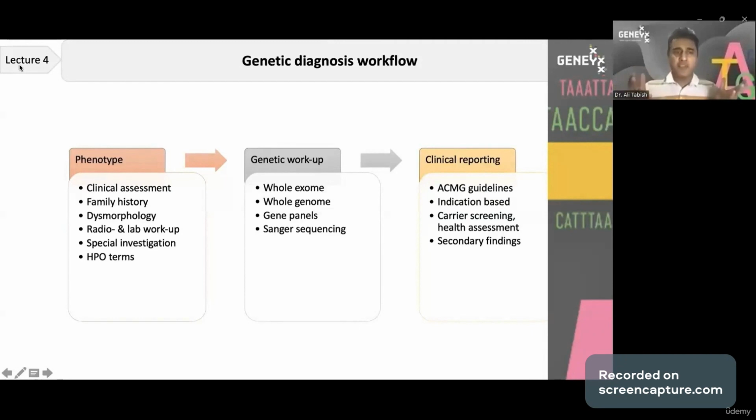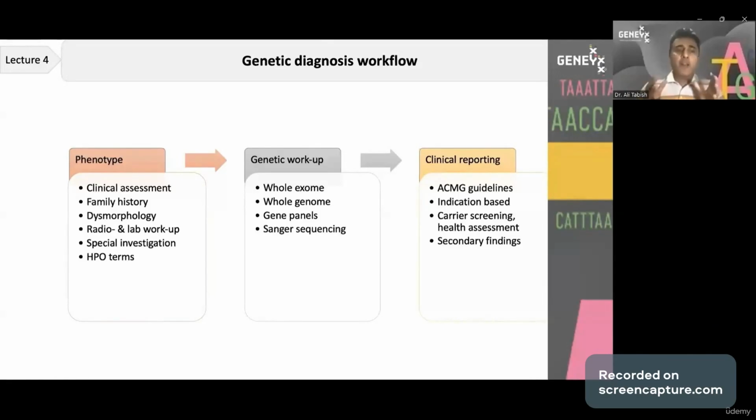The same goes for dysmorphology, because pediatricians and internists are not well trained in genetic dysmorphic features. Being a geneticist, we usually have to look in great detail at the dysmorphic features of the patients. And there are a lot of different workups already done in radiology and lab work: MRI, CT scans, LFTs, RFTs. If there are any special investigations from the pediatrician or the internist side, these have already been done.